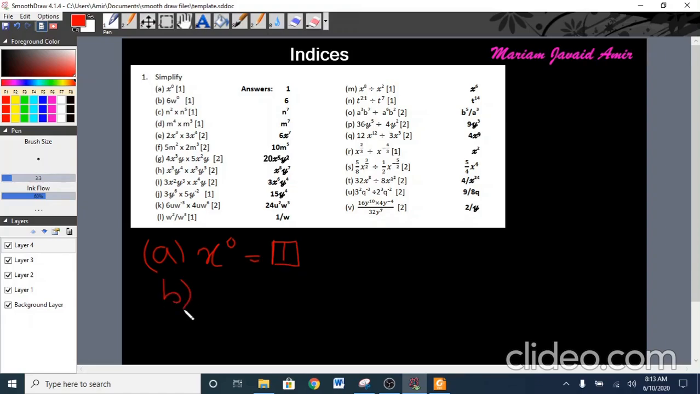Part B, 6w power 0. Again, this becomes 6 times 1, which gives us 6.